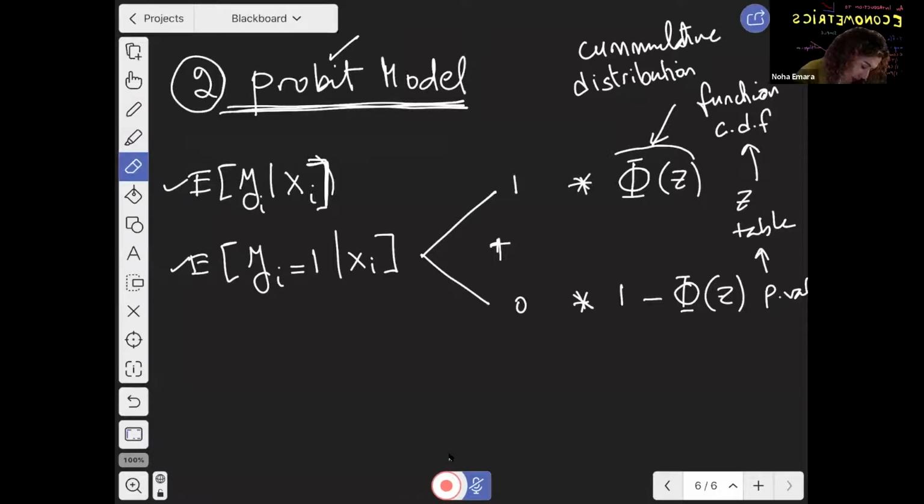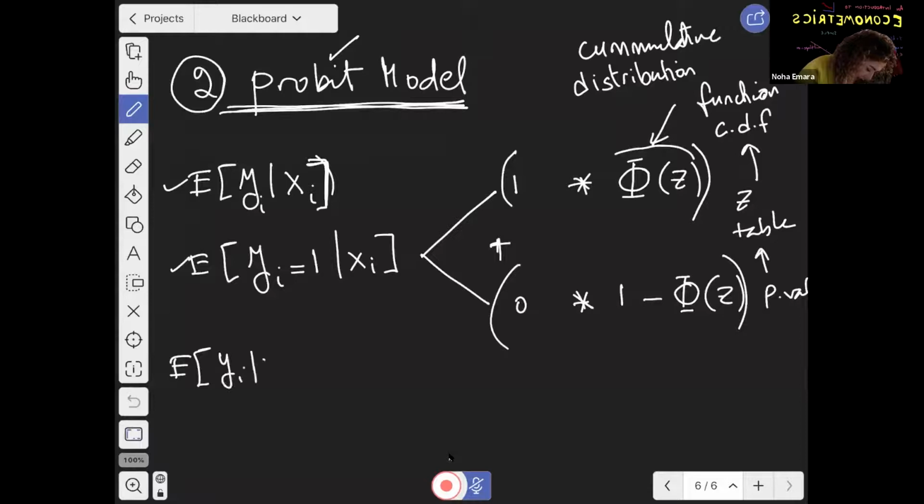So now what I need to do is just replace each probability with phi z, right? So I'm going to just, again, repeat whatever I've done. I'm just going to compute this. Expectation of y i given x i is equal to the probability, right? So each one has an outcome times phi z, right?